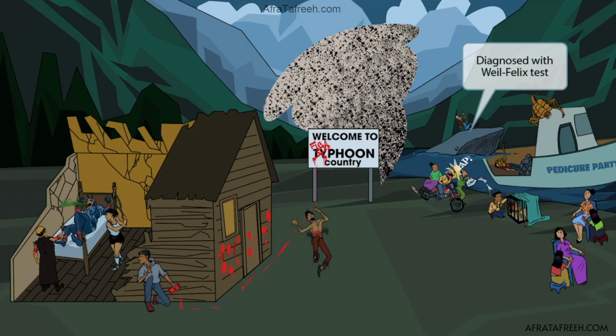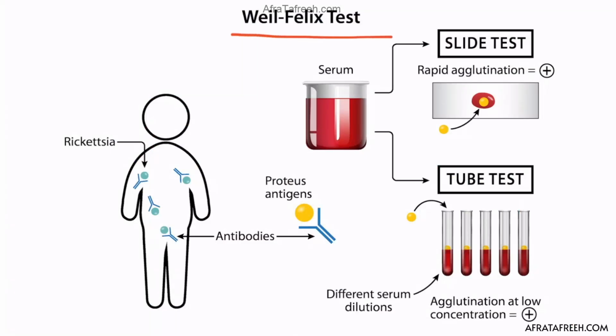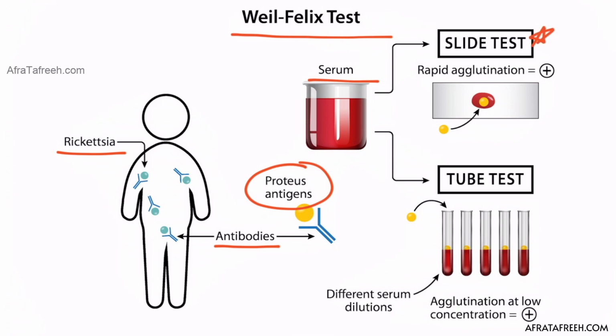Now, the Weil-Felix test is a way that Rickettsia species can be diagnosed. The Weil-Felix test is a very old test that's based on a simple premise. The body will form antibodies against Rickettsia species. These same antibodies can cross-react when exposed to Proteus antigens. So, to do a Weil-Felix test, take the patient's serum and expose it to Proteus antigens. This can be performed by using a slide test or a tube test.